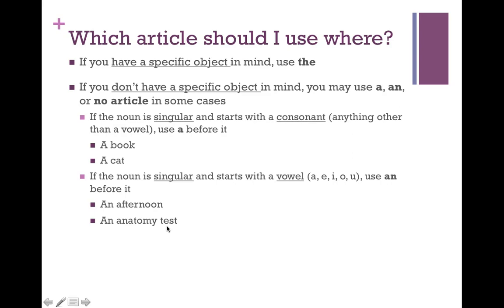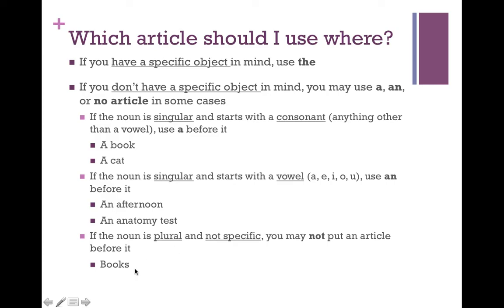An anatomy test. If the noun is plural, so there's more than one, and it's still not specific, you might not put an article before it. For example, we would just say books. We wouldn't say a books, or cats, or tests, okay? So if it's not specific, we just don't put an article in front of it in this case.